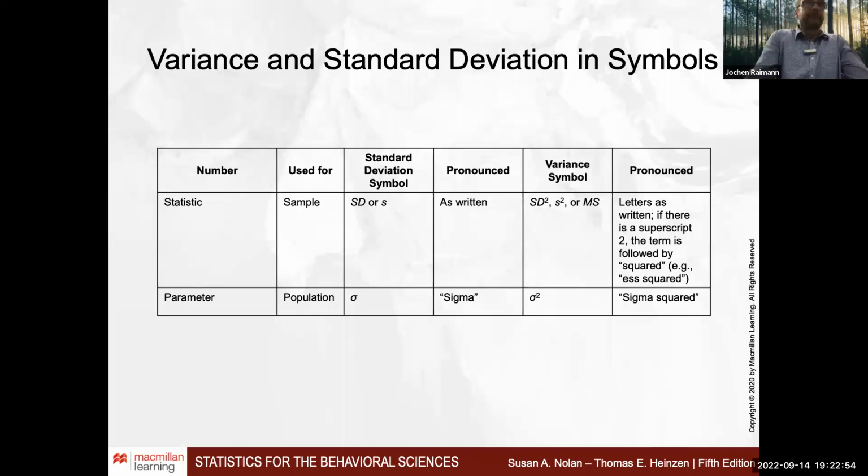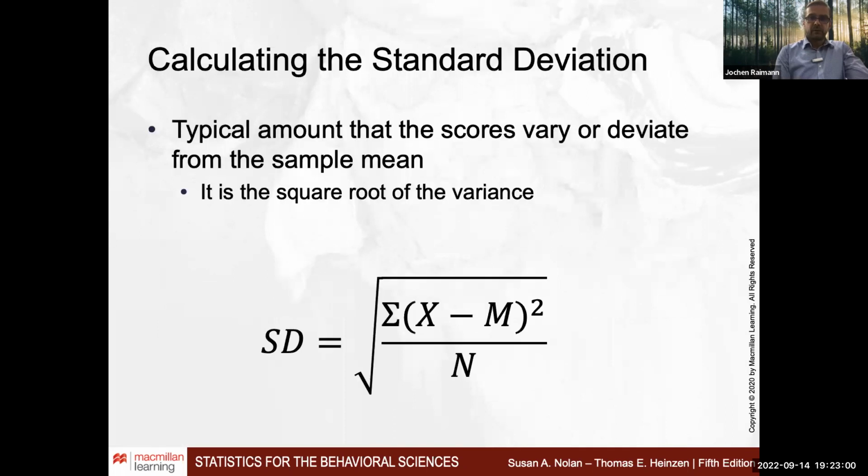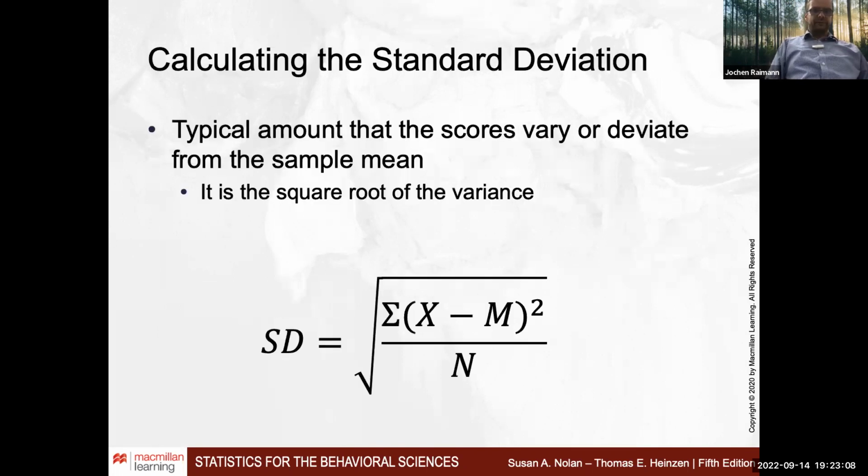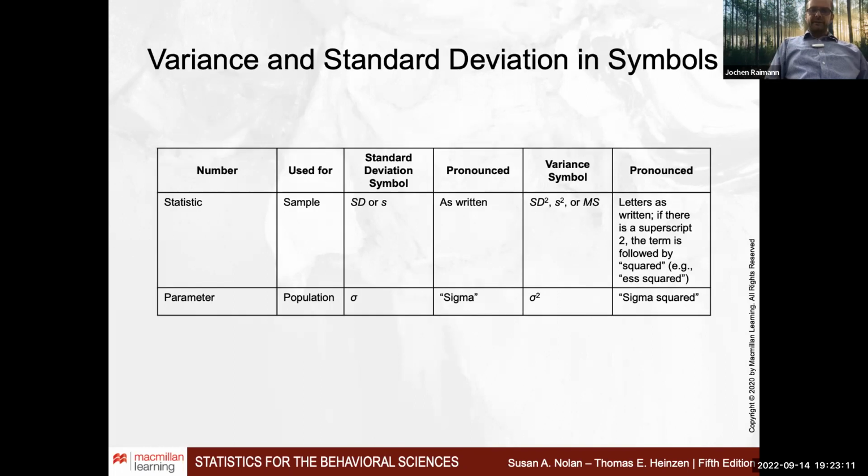So we have to understand the deviation. So the square root of the variance is the standard deviation. Keep in mind it's standard deviation, or S, for a sample, sigma in a population. The variance is mean squared, or MS, for statistics, and it's sigma squared for populations.